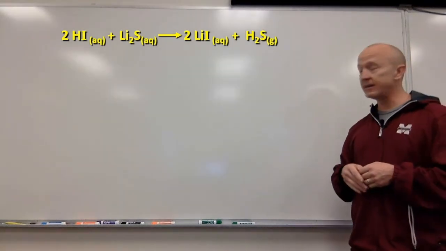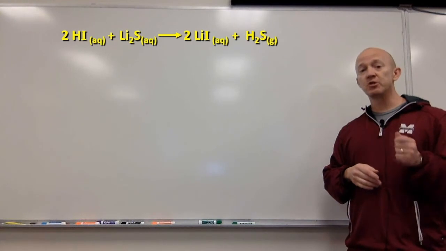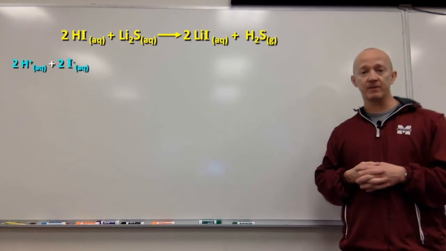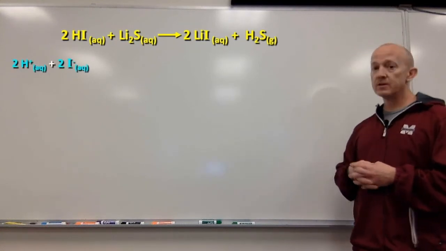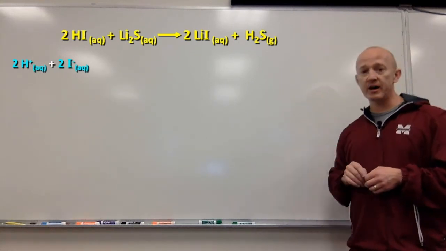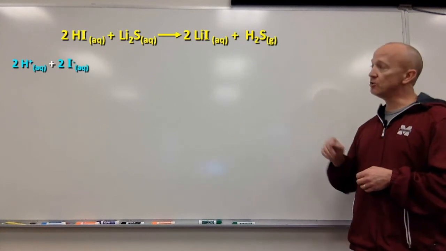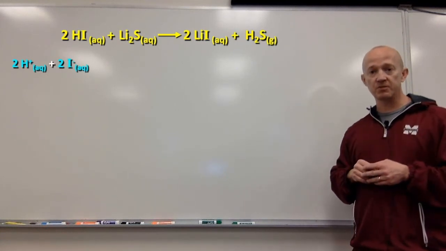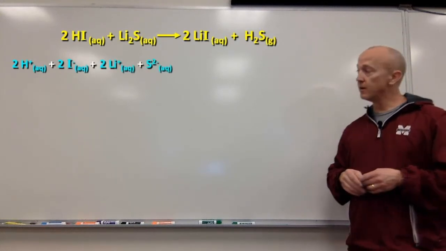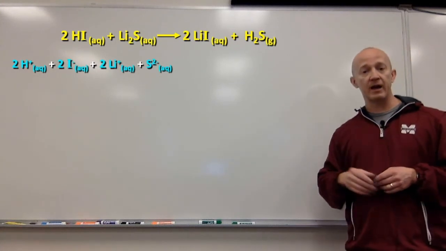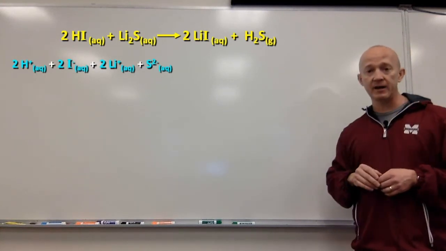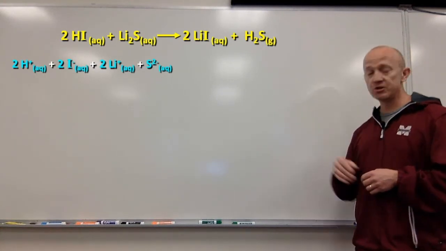The lithium iodide is very much aqueous. Hydrogen sulfide is our product. It's a gas. Let's work on our complete ionic equation now, starting with the hydroiodic acid. Since we have 2 formula units in our equation, we say that we have 2 hydrogen ions with a +1 charge each and 2 iodide ions with a -1 charge each, all of which are aqueous. Next, let's dissociate our lithium sulfide. In each formula unit of lithium sulfide, we have 2 lithium ions with a +1 charge each and 1 sulfide ion with a -2 charge, all of which are aqueous as well.